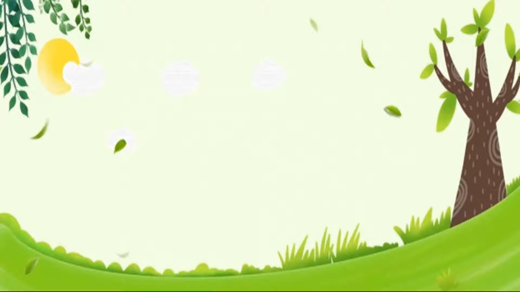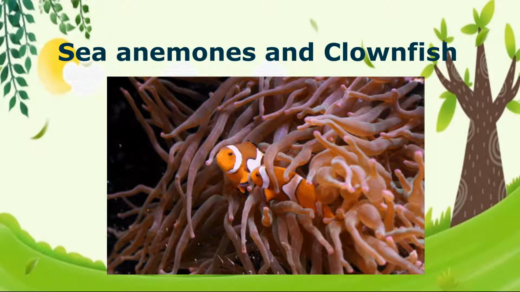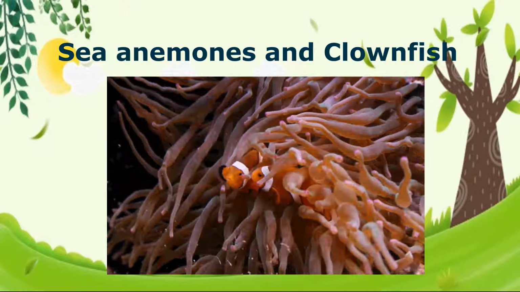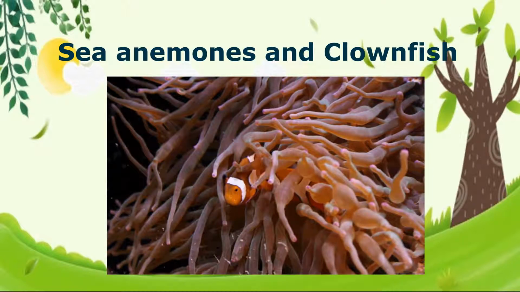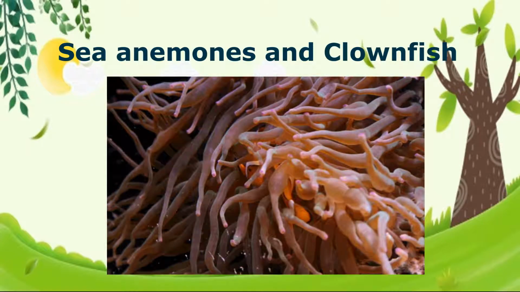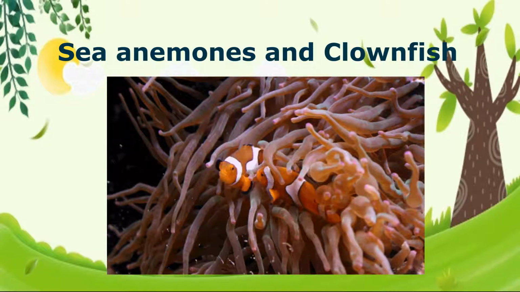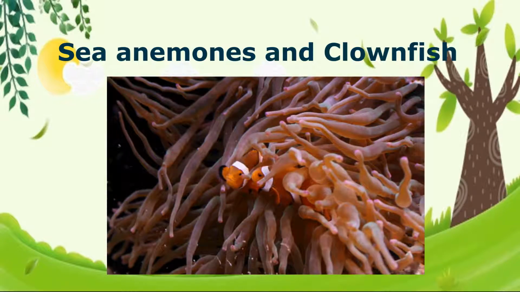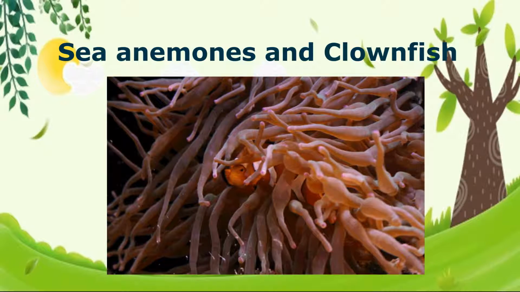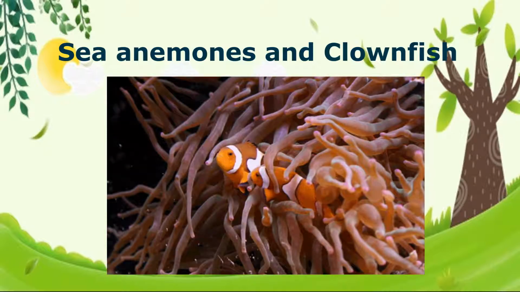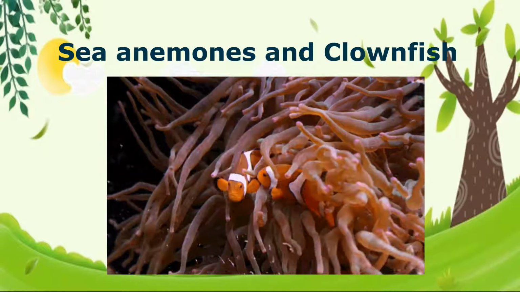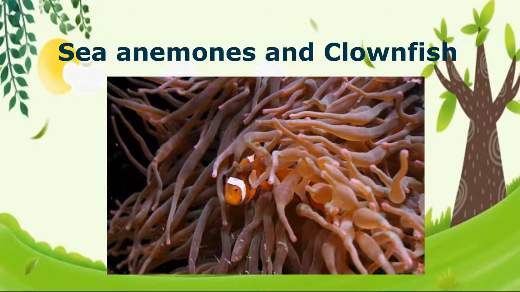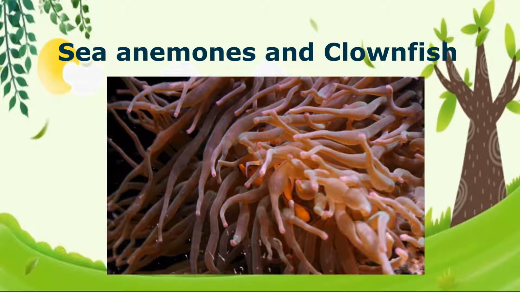Another example is the sea anemones and clownfish. Clownfish are usually found living on the tentacles of a sea anemone, which stings almost all other fishes. The clownfish has mucus on its skin, which protects itself from the sting and protects the sea anemone from the butterfly fish. At the same time, the anemone serves as a safe place for the clownfish.